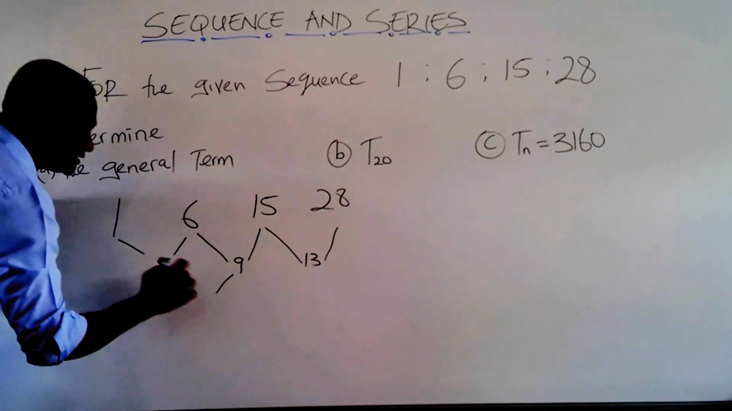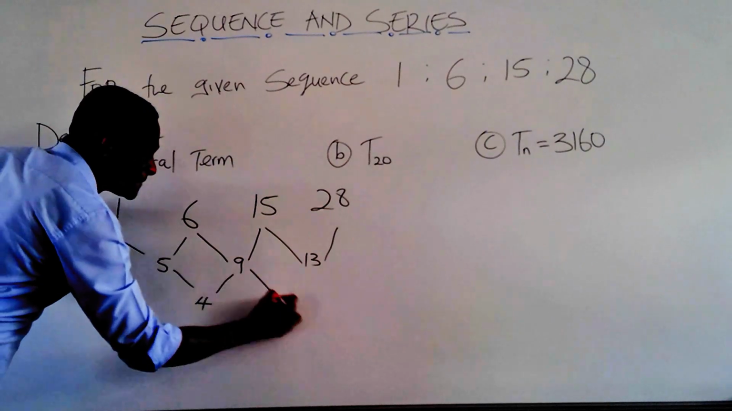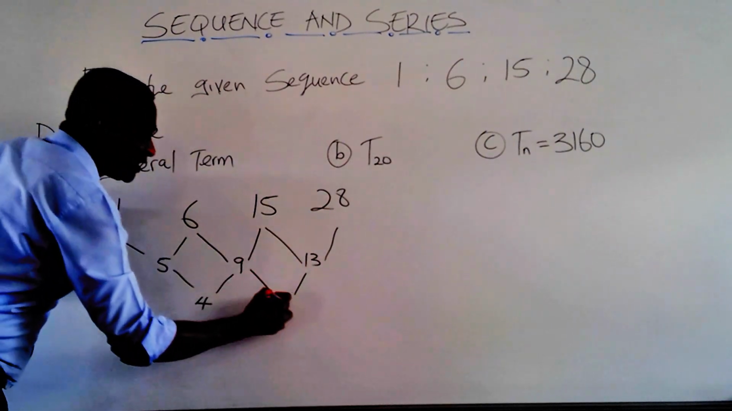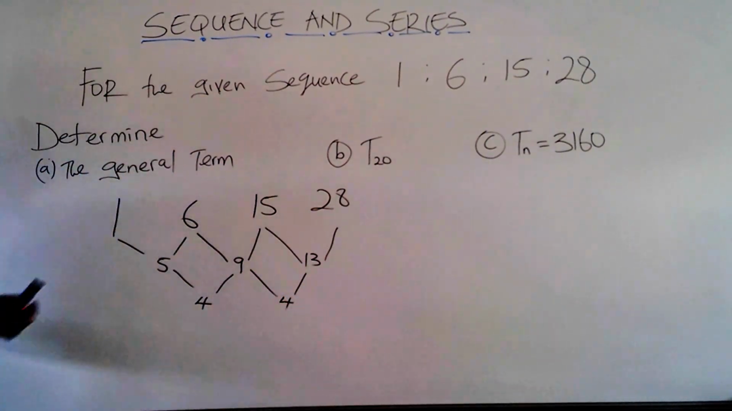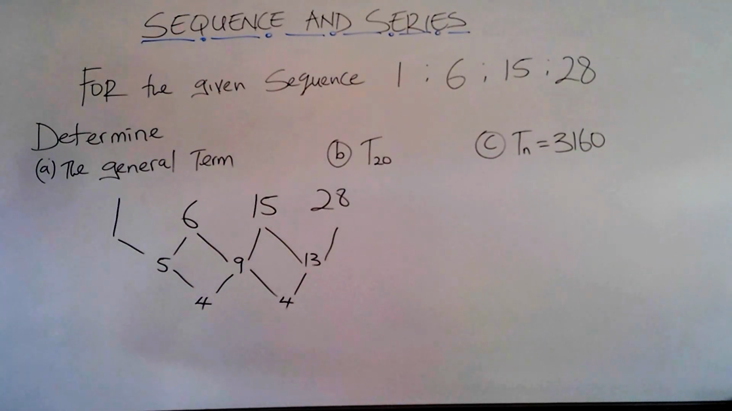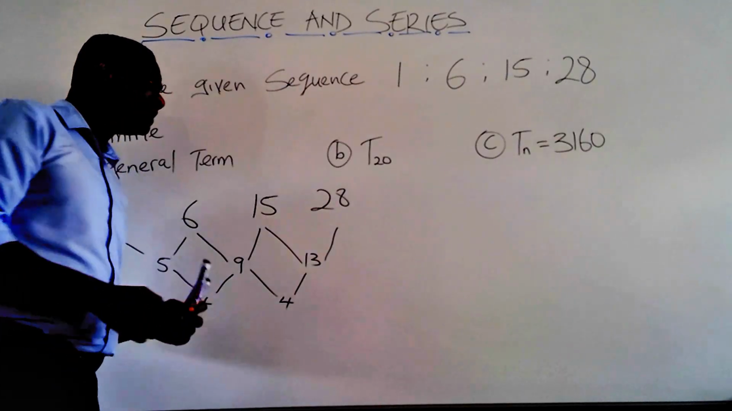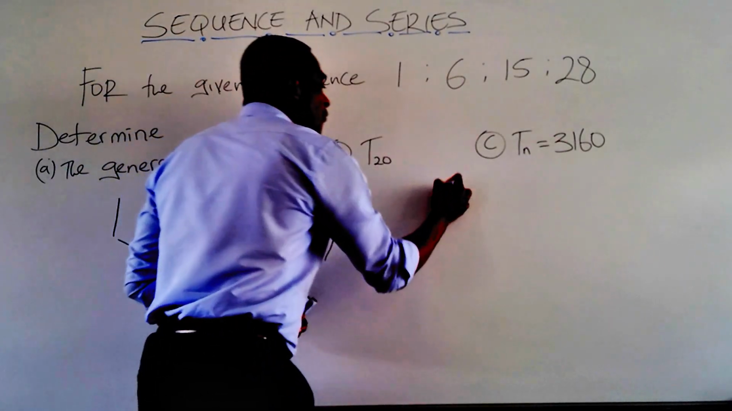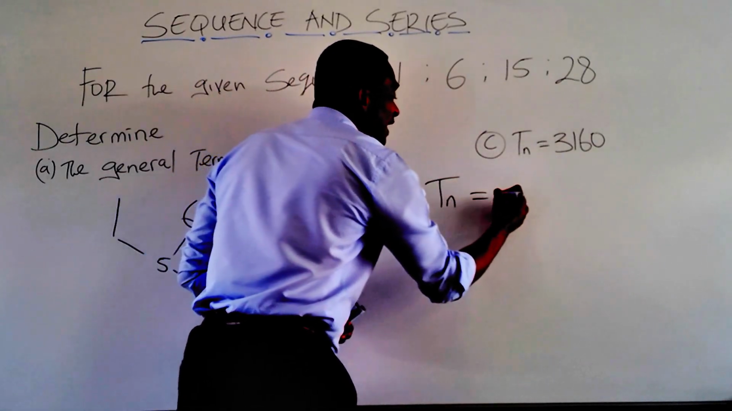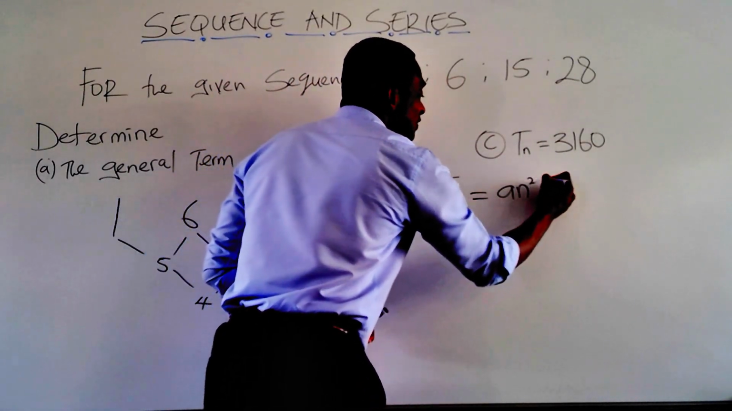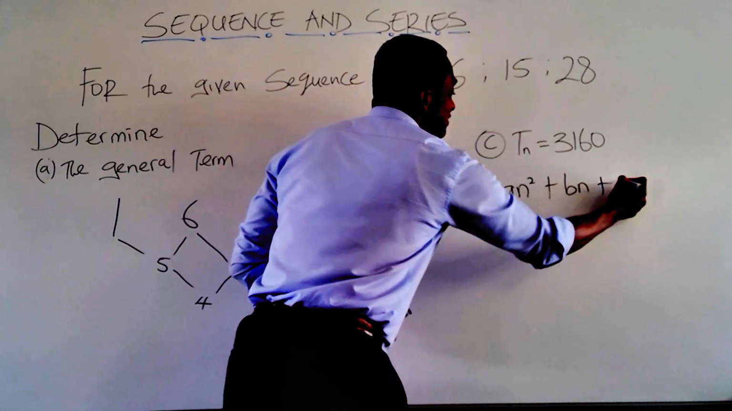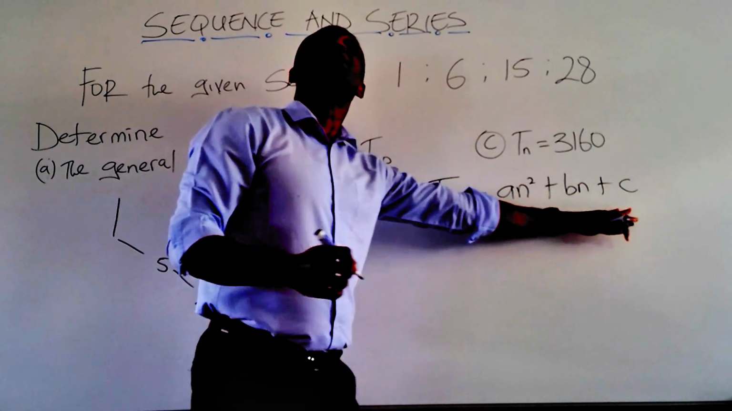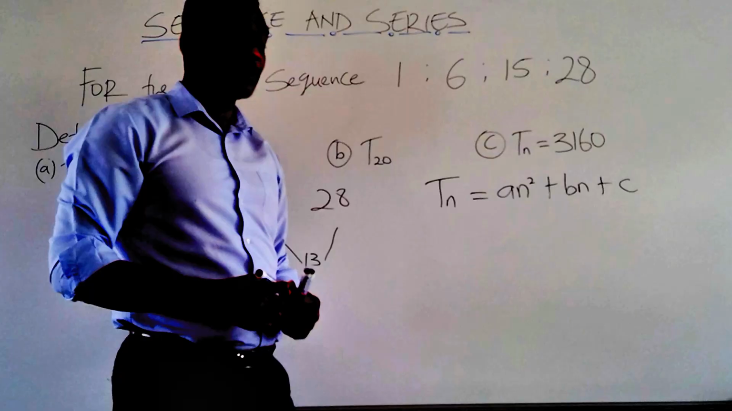Second common difference: 9 minus 5 is 4. 13 minus 9 is also 4. Now, with this, we know that we are actually dealing with a quadratic number pattern because it has a common second difference. Now, the quadratic formula, as we know, is an squared plus bn plus c. So this will be the general formula for a quadratic number pattern.